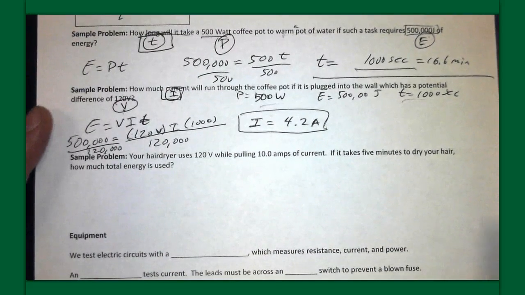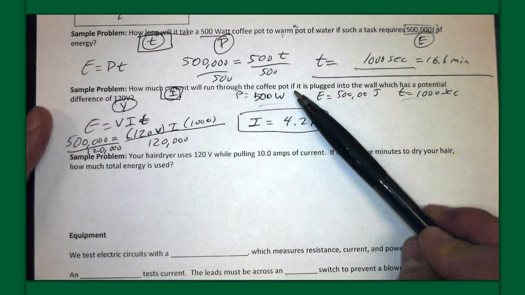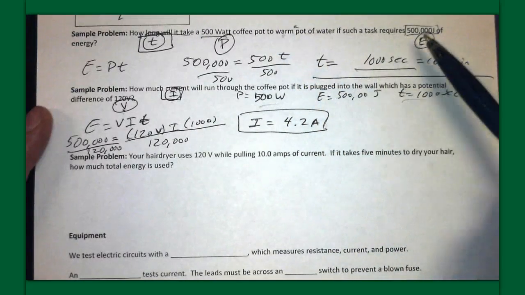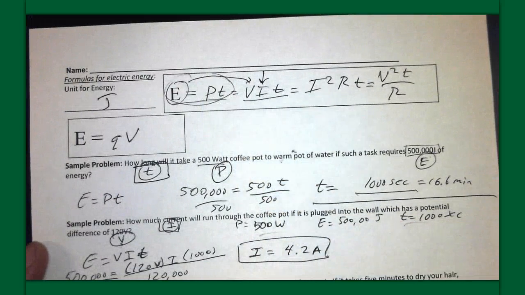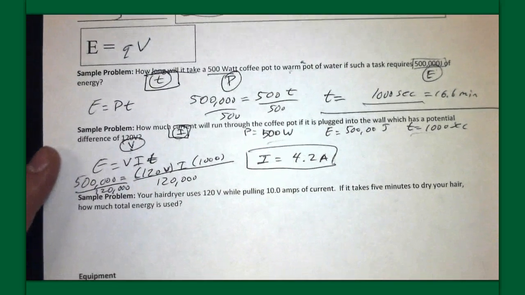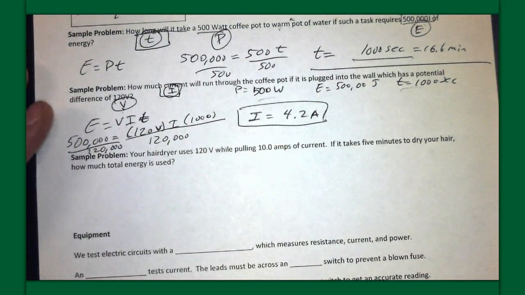Again, it starts out kind of funky, but once you realize that this coffee pot is the same coffee pot and it's performing the same job, you have the values, you look in the equation to see what you have and what you're looking for, and plug it into the equation.